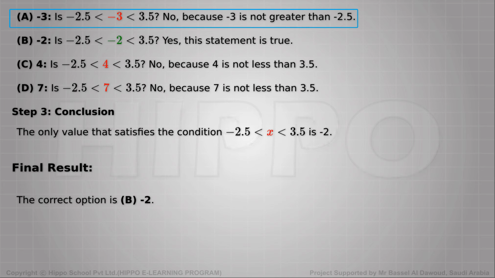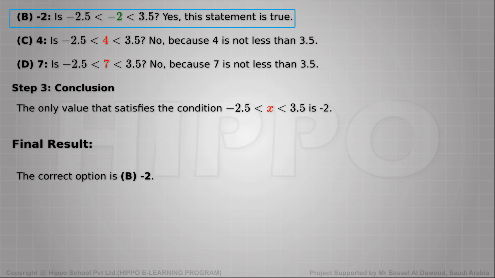It's out. Now for option B, -2. Is -2 greater than -2.5? Yes, it is. Is -2 also less than 3.5? Yes, it is. Since -2 satisfies both conditions, it falls within our range. This is very likely our answer, but a good test taker always checks all the options.